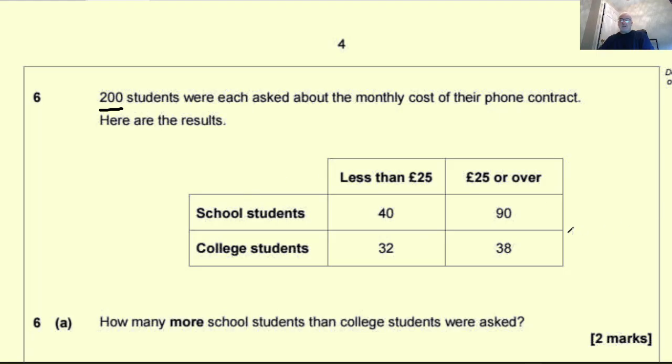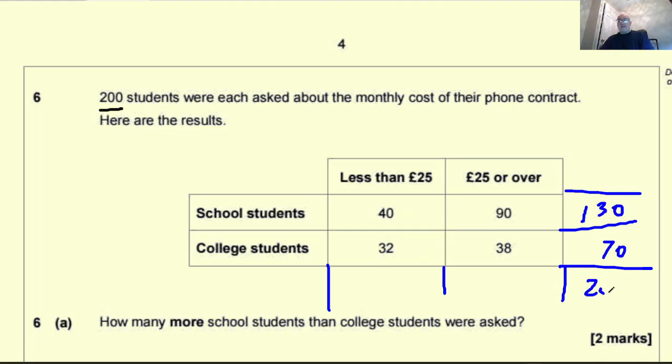Now we've got a two-way table here, so I could really easily just put the totals in here, which is going to help me a little bit later on. So 40 plus 90 is 130, 32 plus 38 is 70, and if I total that, that gives me 200. And if I do 40 plus 32, that gives me 72. And then 90 plus 38 gives me 128. And again, those two will total to equal 200 each time. So let's look at what questions they want us to answer.